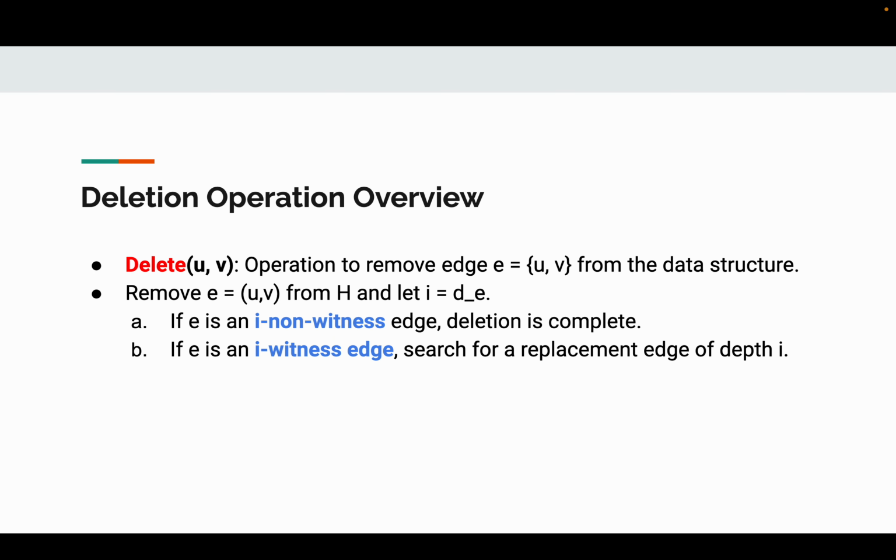Now for deletion, which is the main focus of our algorithm. In the deletion operation, we start by removing the edge e from the hierarchy forest edge and node. Let's say the depth of the edge we would like to remove is i.